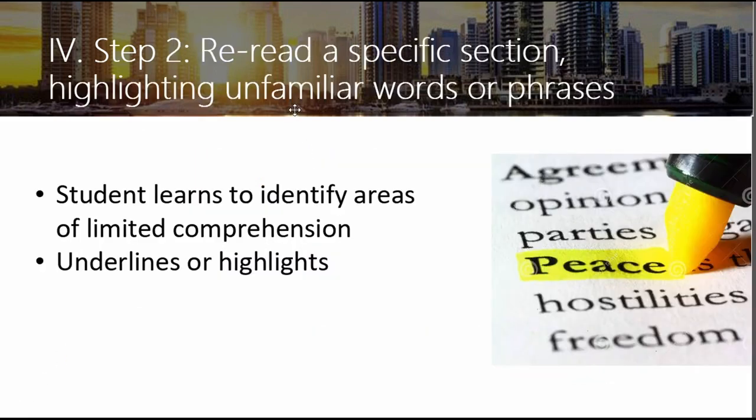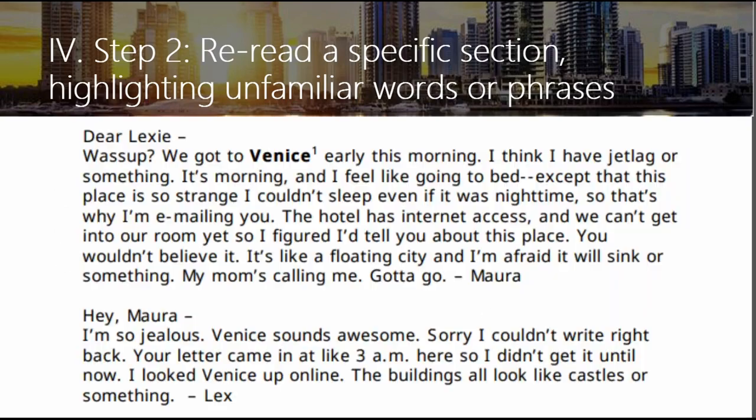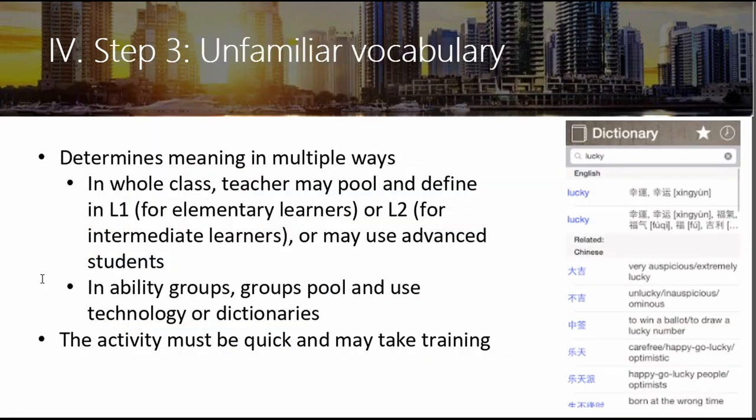And then our step 2 is to ask students to reread and highlight. So I've asked teachers to do that. Jet lag is probably one that they're going to get. Access, possibly. Nighttime, if they can't get that through context. Here we've got floating, Venice, possibly castles. So there are 5 or 6 words on this page that the students might not get. And then we'll come back and we'll work on that vocabulary.